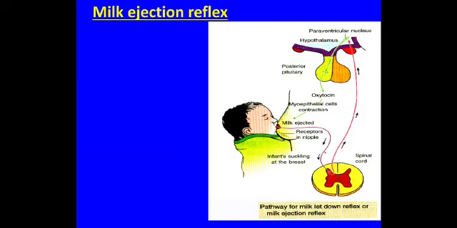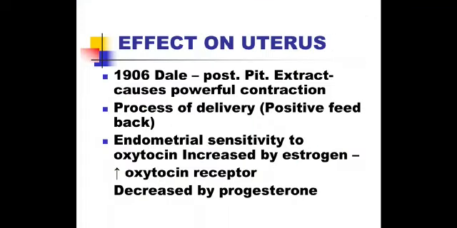Whenever the baby suckles, the information is carried along the afferent nerve to the spinal cord, which ascends along the touch pathway, resulting in release of oxytocin from the paraventricular nucleus, which acts on the myoepithelial cells.